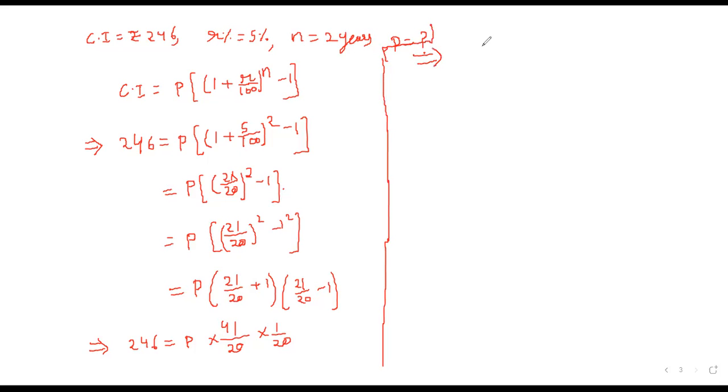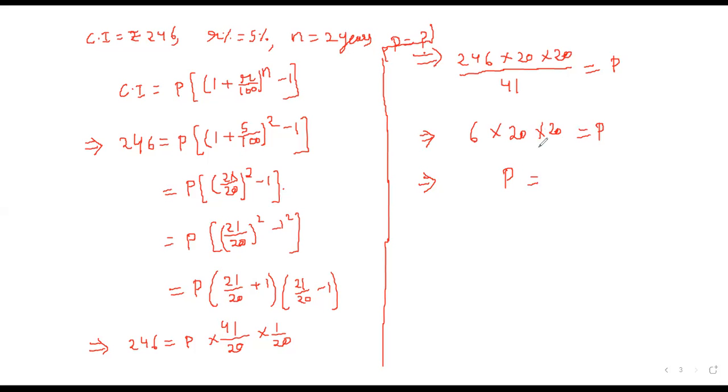It implies 246 into 20 goes to the numerator, into again the other 20 also goes to the numerator, 41 is in the denominator, equals P. And if we divide by 41, 41 sixes are 246, 4 sixes are 24, 1 six is 6, into 20 into 20. So everything goes to the top. All questions are very easy. 6 twos are 12, 2 twos are 24. So the principal is rupees 2,400, which is the answer.